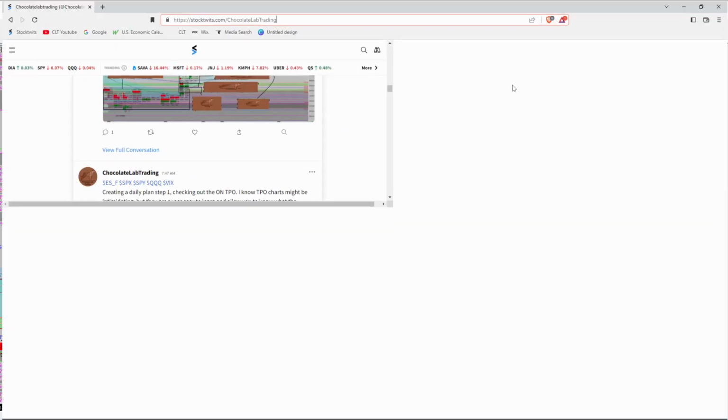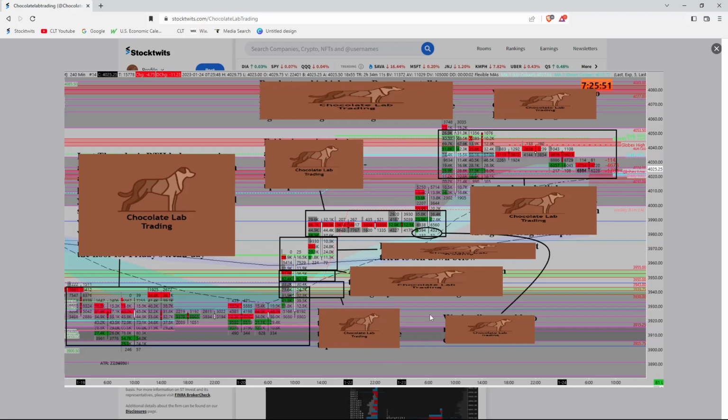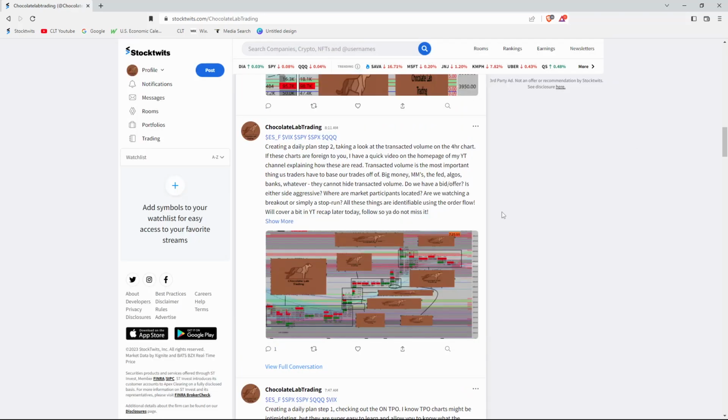So just going over what I post on StockTwits in here, this is kind of what it looks like. Everything that I'm seeing, I make sure everyone in the room, we're all on the same page, that we know what I'm looking at.